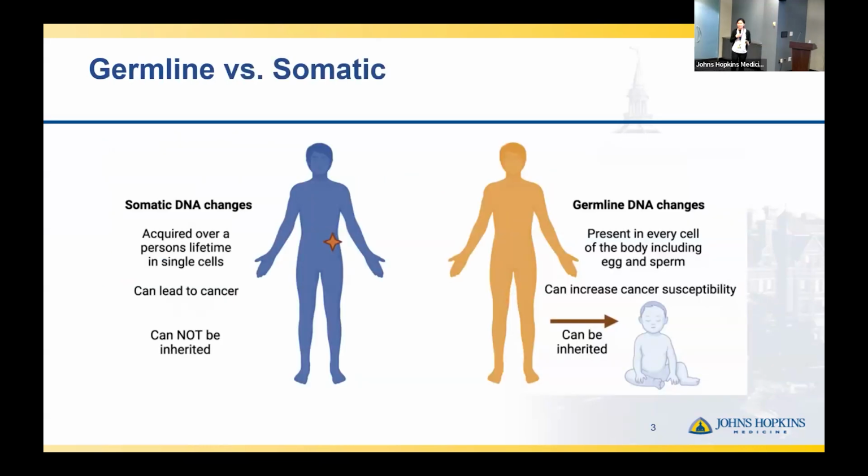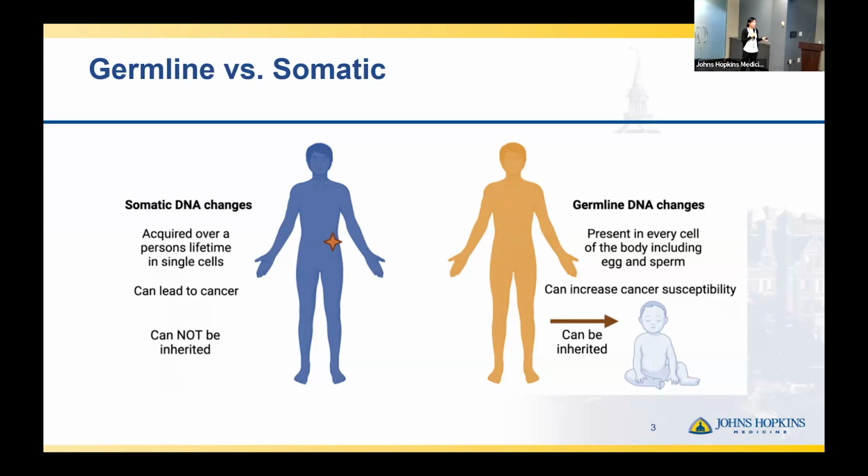So this is a really important distinction to understand when we're talking about genetic changes in any cancer type, including melanoma. And this is the germline versus somatic. On the right, we see what are germline DNA changes. What that means is that these are DNA changes that were present at birth, meaning they're present in every cell in the body, including the egg and the sperm, and were passed on from a parent and can be then passed on to children. They increase cancer susceptibility, so they're inherited mutations.